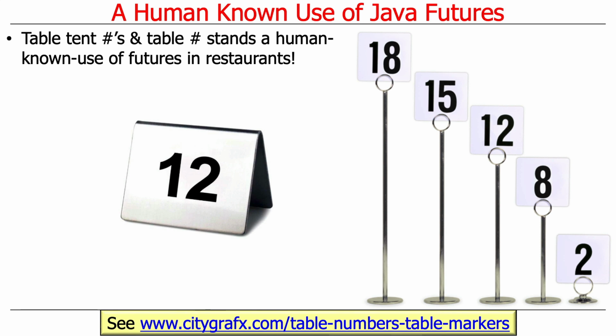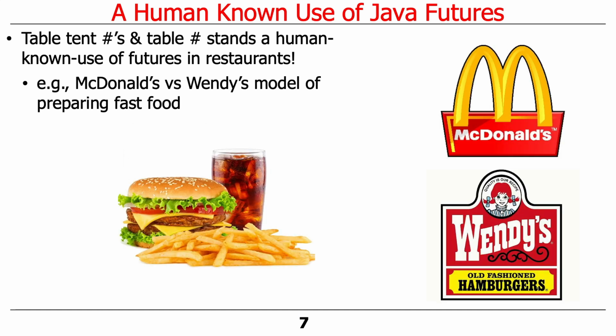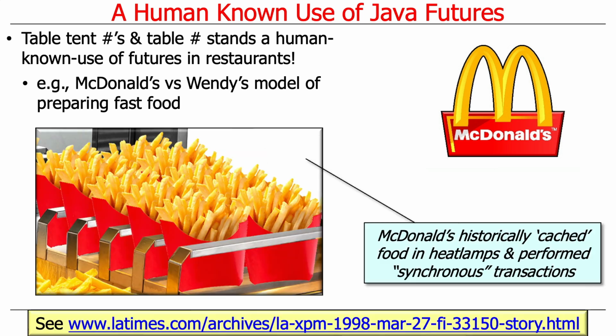Some good examples of this from everyday life are table tent numbers or table stands. You've probably all used these things if you go to delis or various kinds of restaurants. If you go to McAlister's Deli or Jason's Deli, you'll place an order and you get one of these table number stands, or table tent numbers. So let's talk about this in the context of well-known fast food restaurants. This is a little bit of a history tour through the history of fast food and differentiating products, but we're going to look at McDonald's and Wendy's. These will be our two examples of human-known uses of this.